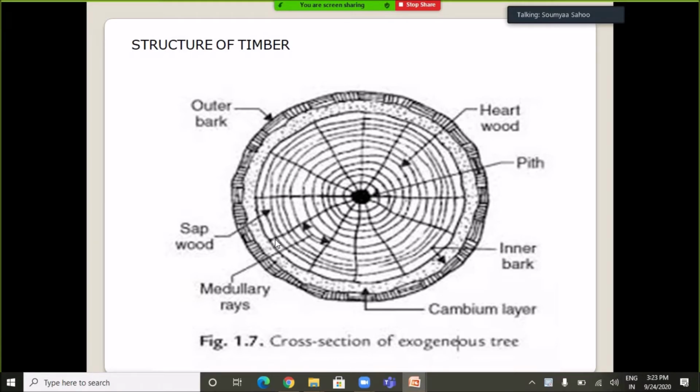The radial lines extending from the cambium layer to the pith are known as the medullary rays, and this is known as the cambium layer. It contains the sap which is yet to be converted into sapwood. This is the inner bark, and it acts as a protective layer, and it protects the cambium layer, and this is known as the outer bark. From your exam point of view, this diagram is very important.